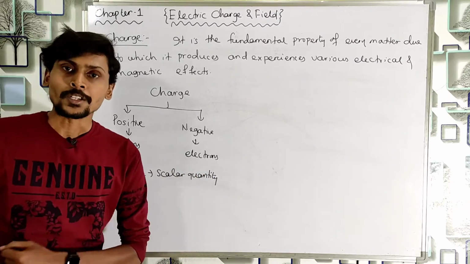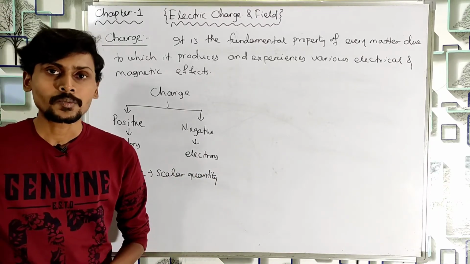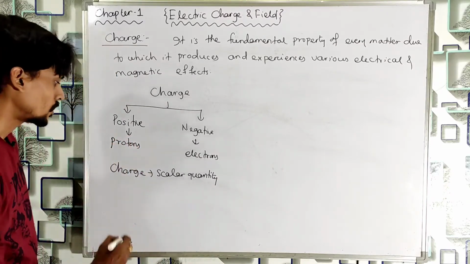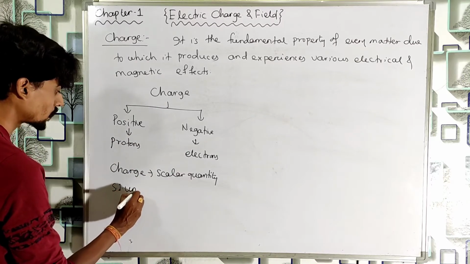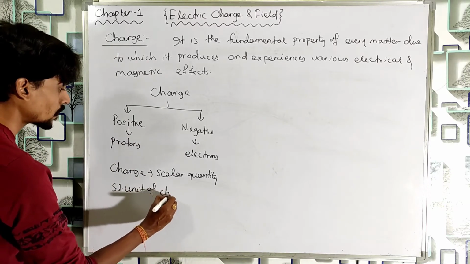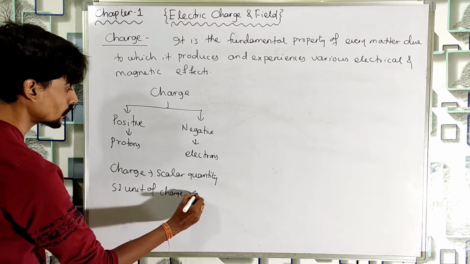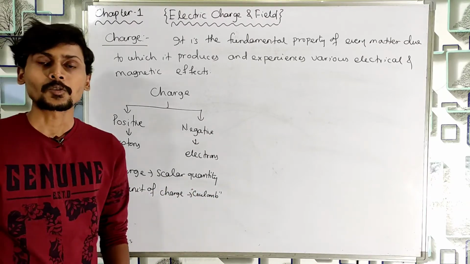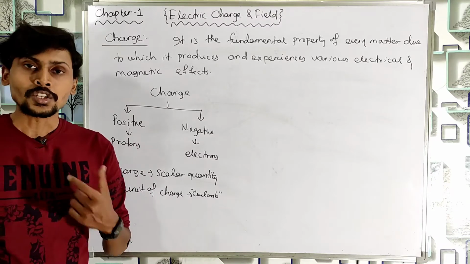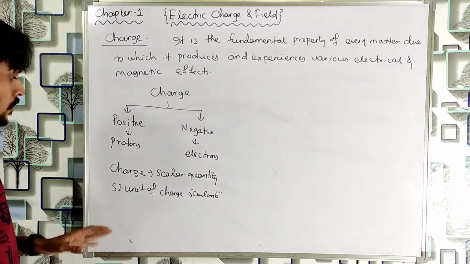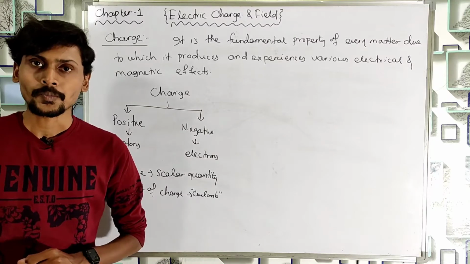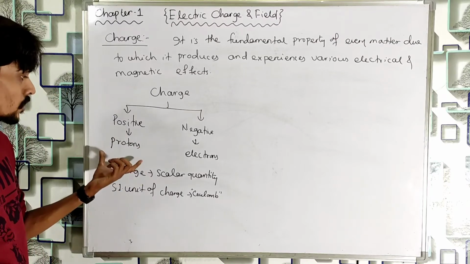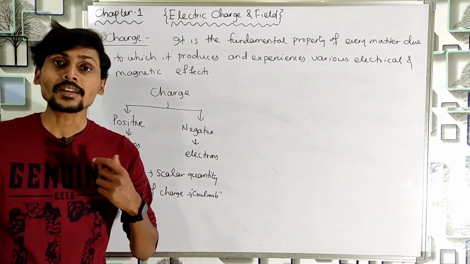So there must be some unit by using which we can measure charge. So remember that the SI unit of electric charge is coulomb. Is that clear? The SI unit of electric charge is coulomb. And we will discuss about the other units in the upcoming classes, but remember that the SI unit of charge is coulomb. So now tell me, what is the value of charge on a proton and what is the value of charge on an electron?